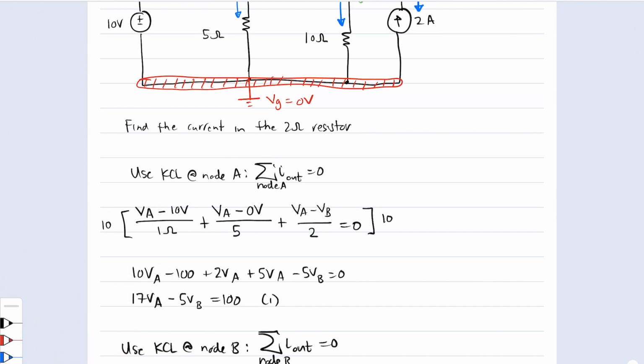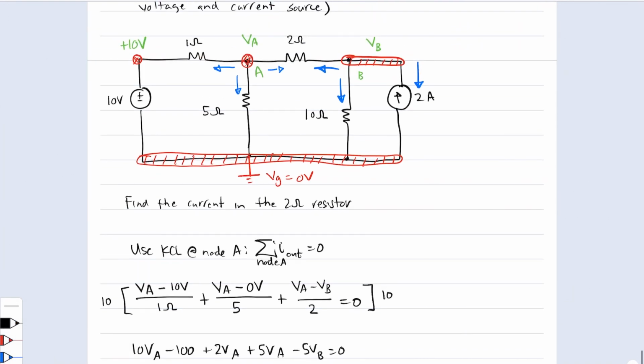Then we have another current. Let's concentrate on that one. It's starting at node B, going down to the ground node, flowing through the 10 ohm resistor.